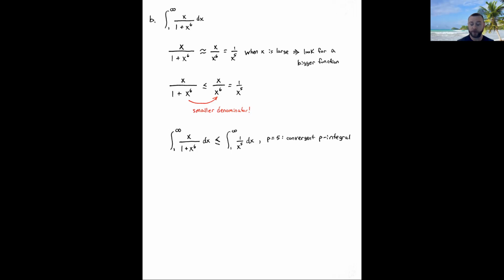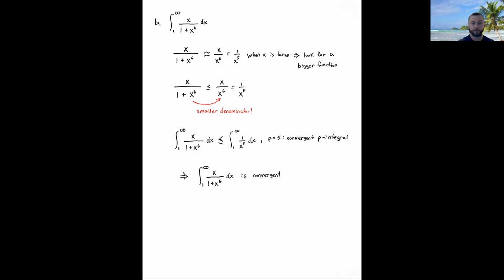So what we can conclude from the comparison test is that the bigger improper integral converges, which means the smaller improper integral has to converge as well. And that's basically it. So we conclude for our improper integral, it is convergent. What we can't figure out is what is the exact value that that improper integral equals.